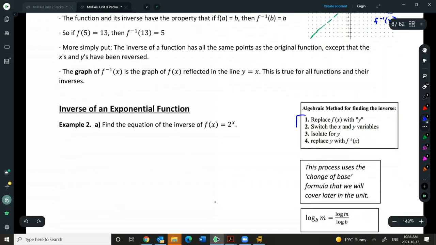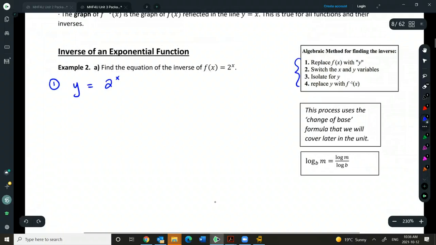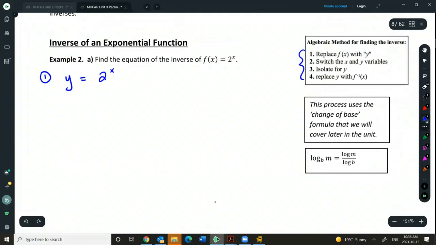Here is the process that we learned in grade 11 for how to find an inverse. The first thing that we typically do is, I'll number these as I go, we would replace any function notation with just the value y temporarily while we do this. So first step, replace f of x with y. Second step, we swap the x and y's.